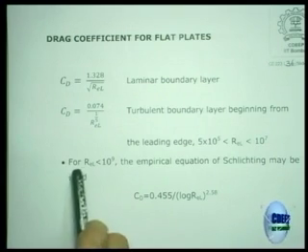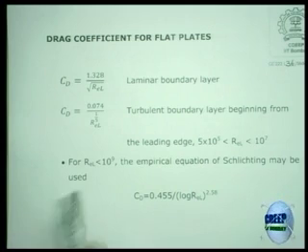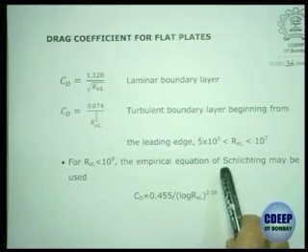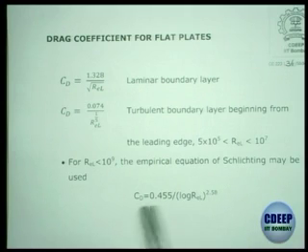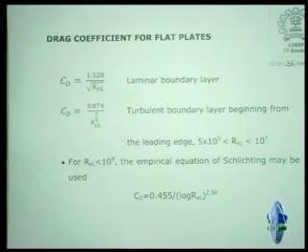Now, if the Reynolds numbers are fairly high, right up to 10 to the power of 9, an empirical equation was proposed by Schlichting, and that is CD equal to 0.455 divided by (log Re_L) to the power 2.58. Now, do not forget that Re_L stands here for the plate Reynolds number, meaning it is defined as U, the free stream velocity, times L, the length of the plate, divided by the kinematic viscosity.